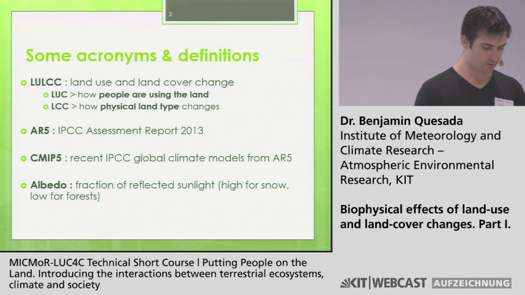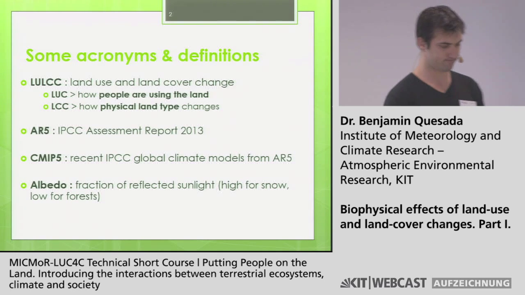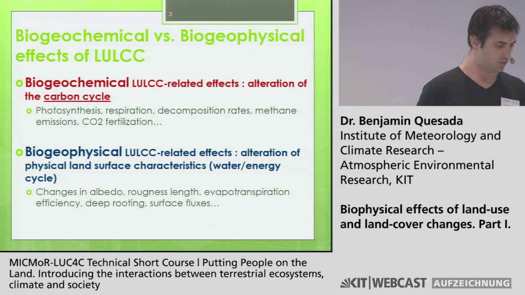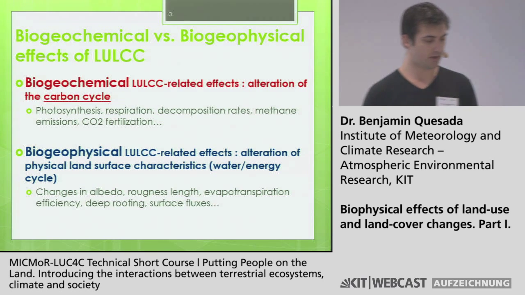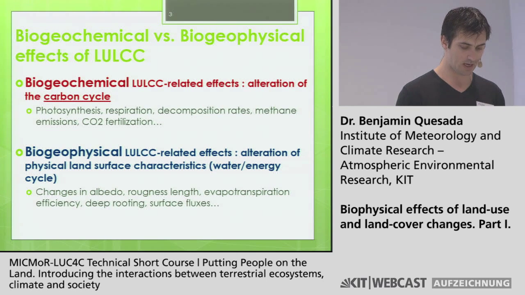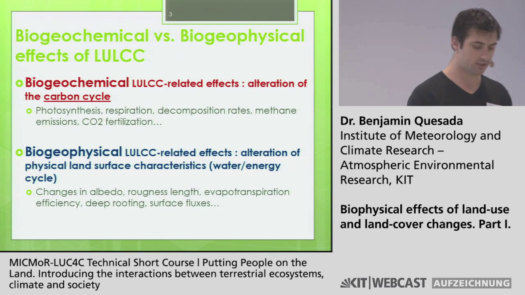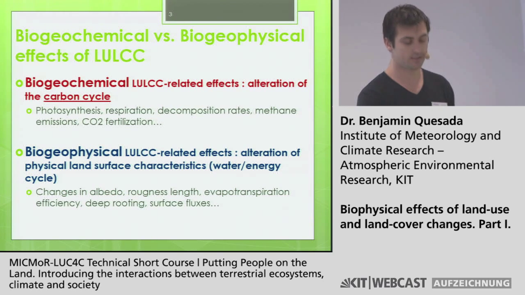As maybe all of you know, the albedo is the fraction of reflected sunlight, so it's very high for snow like in Garmisch today, and very low for forests. So Joe this morning and Tom also talked about the biogeochemical effects of land use and land cover change, which can be summarized as the alteration of the carbon cycle due to land use and land cover changes through photosynthesis changes, respiration changes, decomposition, CO2 fertilization, etc.